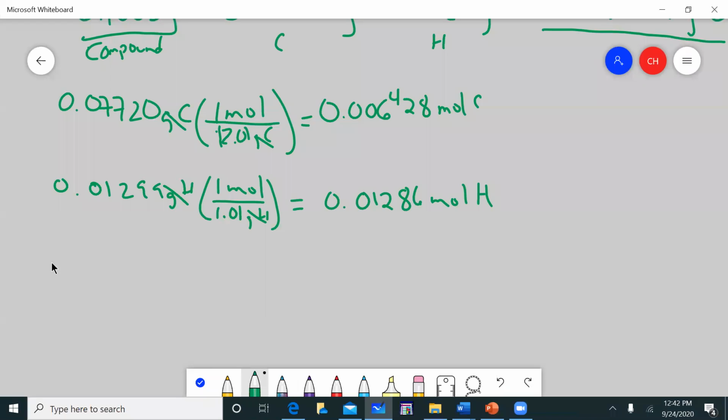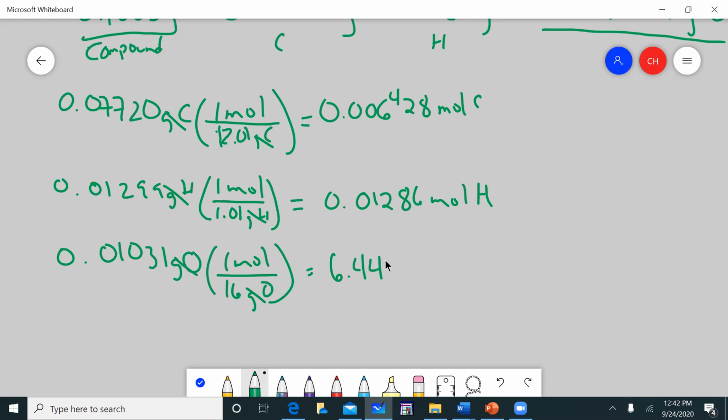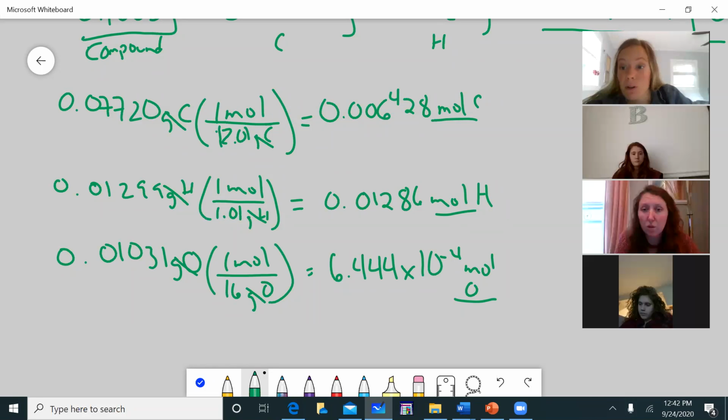From here, we'll do the last thing, which is to calculate our oxygen. From subtracting, we had 0.01031 grams of oxygen. For every 1 mole of oxygen, it weighs 16 grams. So we take our number and divide it by 16, and we end up with 6.444 times 10 to the negative 4th moles of oxygen, a really tiny amount, right? So this is the molar relationship. This many moles to this many moles to this many moles. The thing that we don't like about this is that they're decimals and not whole numbers. We want to preserve the ratio, but convert it to whole numbers.